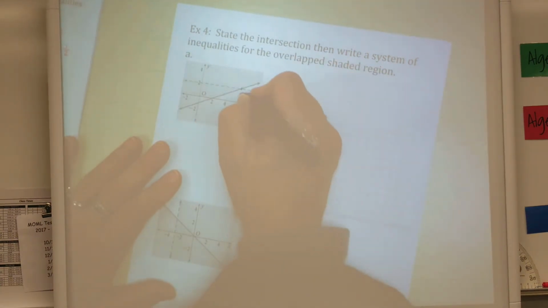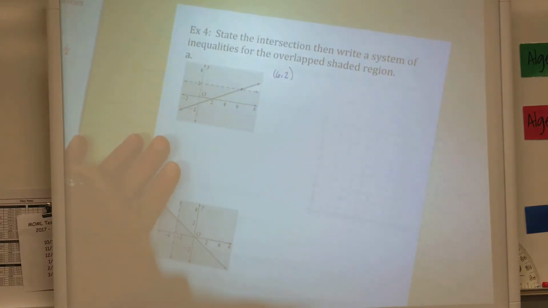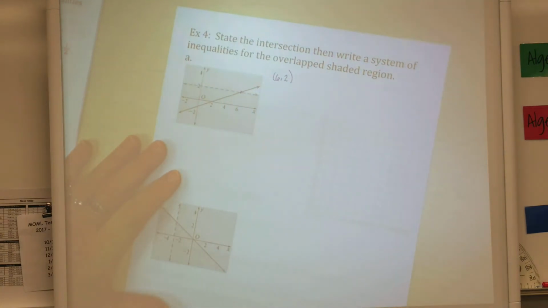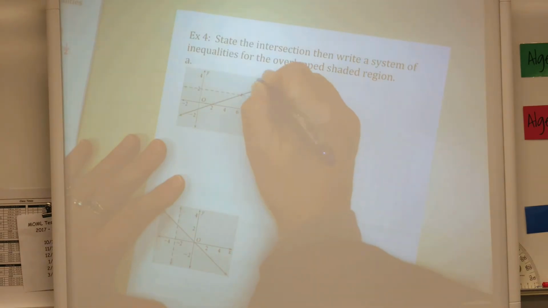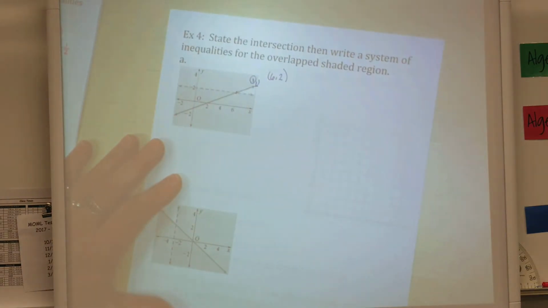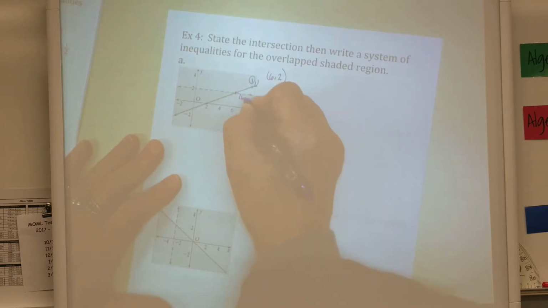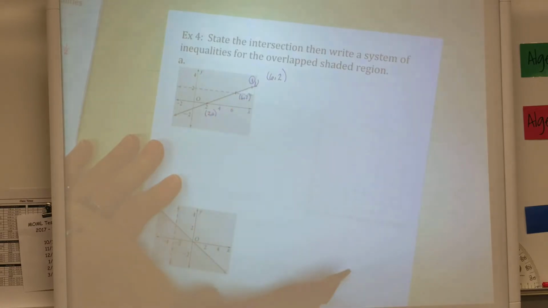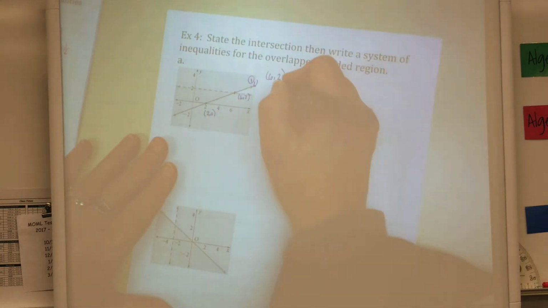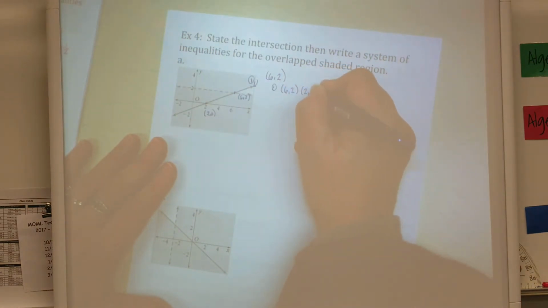Okay, so here it says state the intersection. My intersection of the two lines is 6, 2. It's over 6 and up 2. And we're going to write the system of inequalities. So I've got to figure out what these lines are. I'm going to first write the equations for the lines. For this line, I'm going to write an equation. I know I've got 6, 2 here as one point. I know another point I have is over 2 and down 0 for that point. So I've got the point 6, 2 and 2, 0.